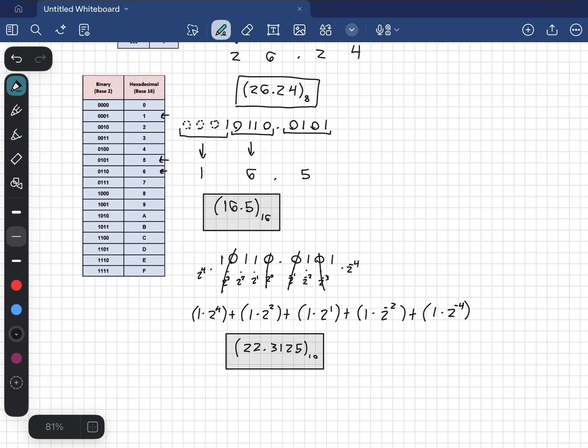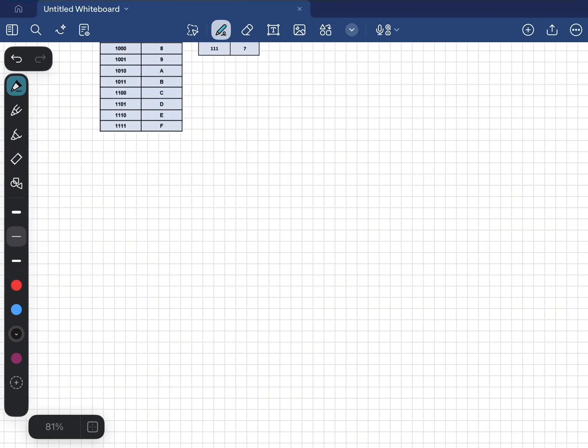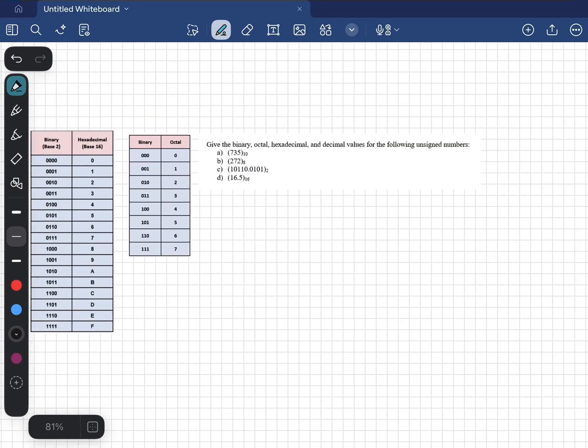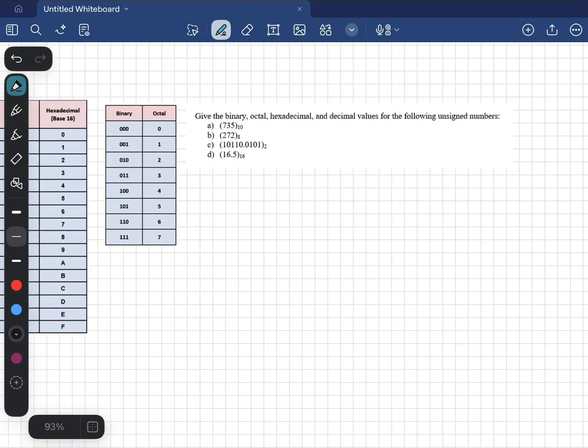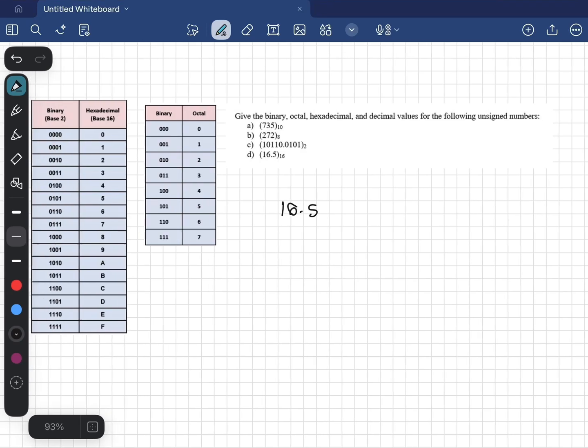Moving to the final problem. We will start with 16.5 in hexadecimal, and we will convert that into binary, octal, and decimal form. So first step to do here is rewrite the number out. And since we know it's in hexadecimal form, we can straight away go to the table.